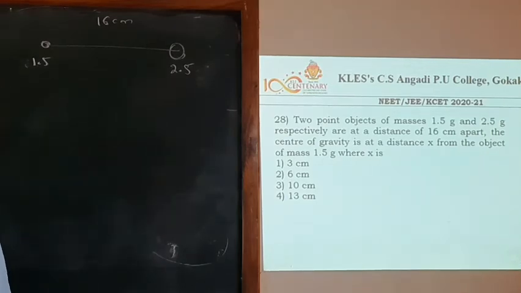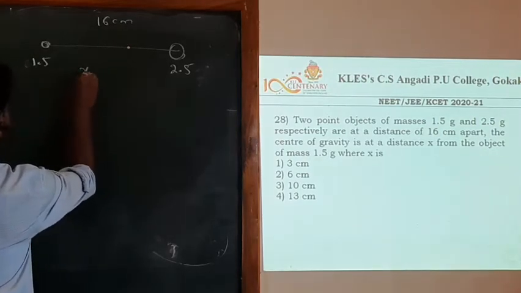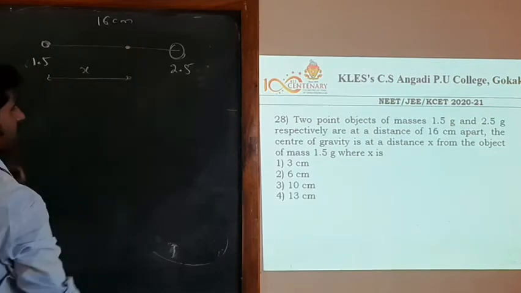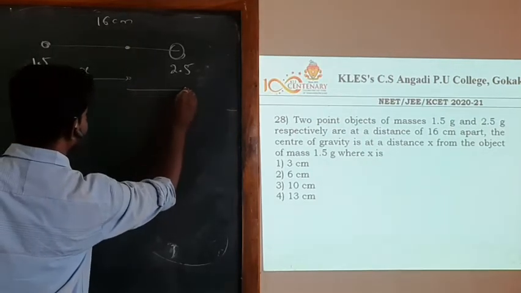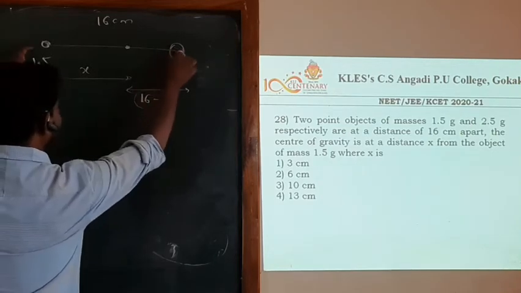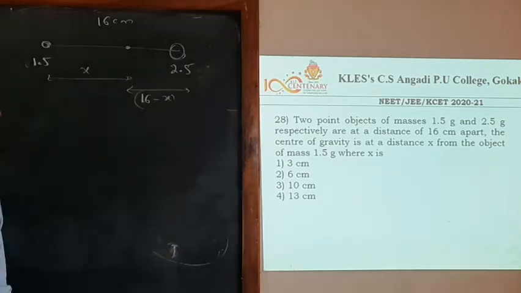Then the center of gravity is at distance x from the 1.5. So this is the x distance. From here to here it is x distance, and I call this the center of gravity. What is the remaining distance? 16 minus x. The total distance is 16, and from here to here it is x, so the remaining is 16 minus x.